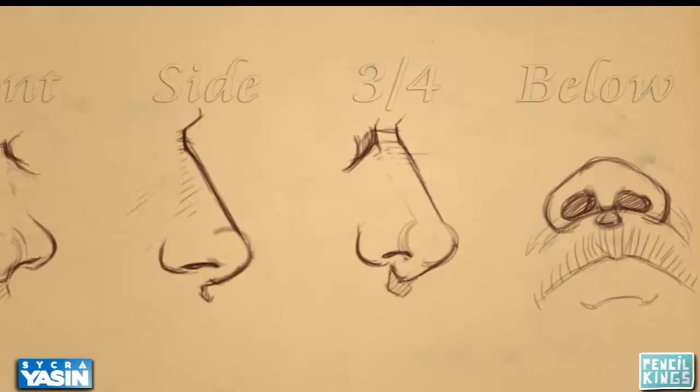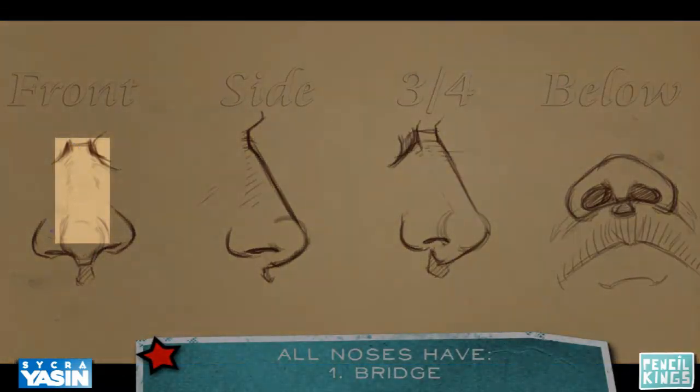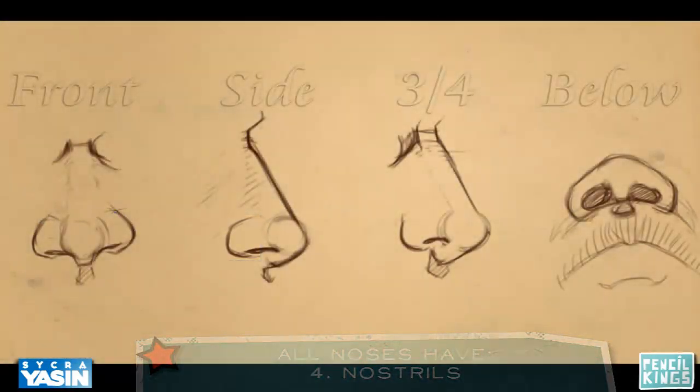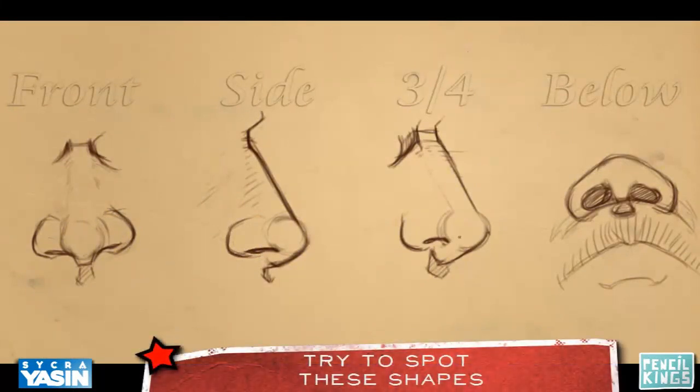Now there's many different variations on noses, but all noses have a bridge. They have a septum, ball, or the bulbous part of the nose, and nostrils. Once you understand the similarities between noses, you can look for these shapes and see how they vary.